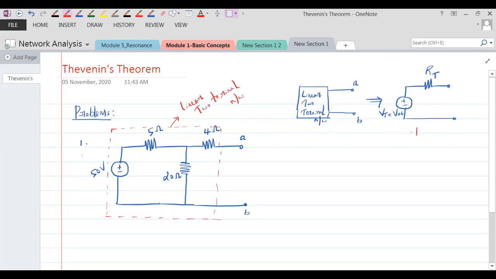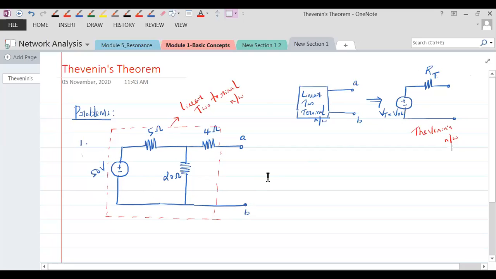Here, this is Thevenin's network. What is Thevenin's network? Thevenin's network is a voltage source in series with a resistance. Understand that? How can this be obtained? Given any linear two terminal network, we can obtain VOC and RT. How to obtain that is what we're looking at.